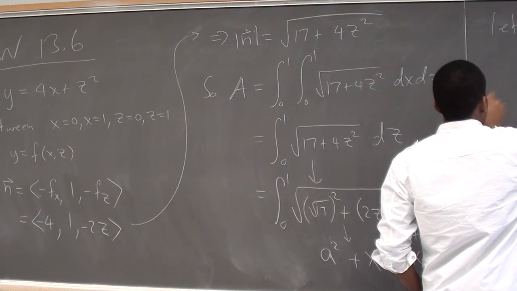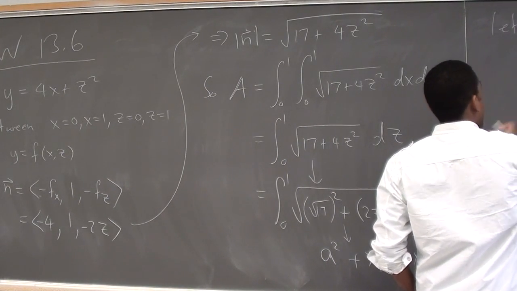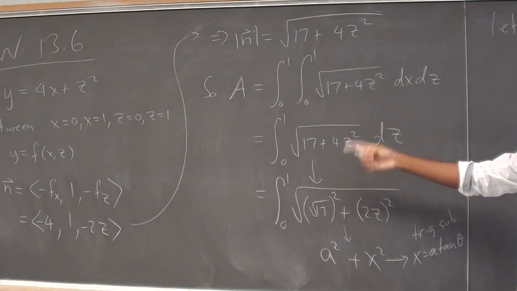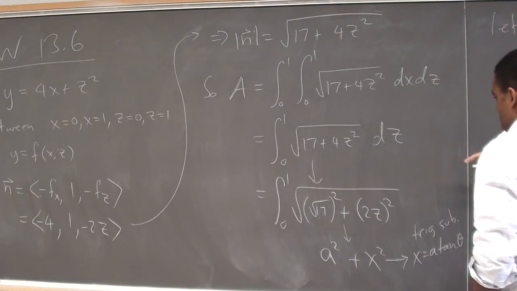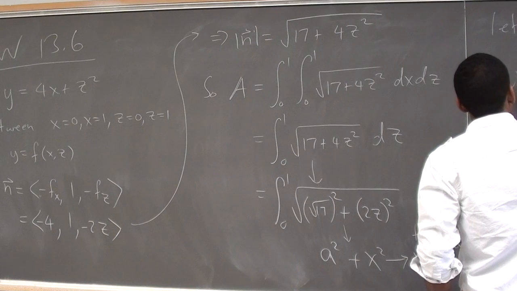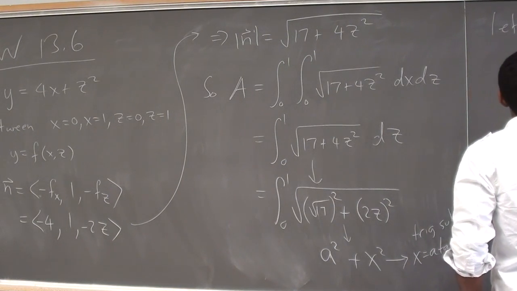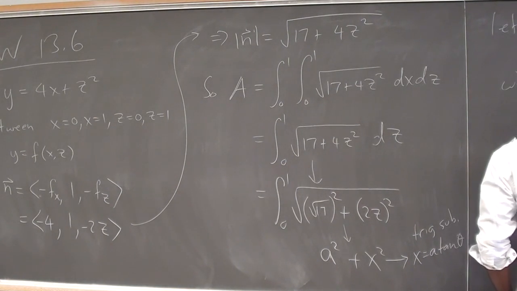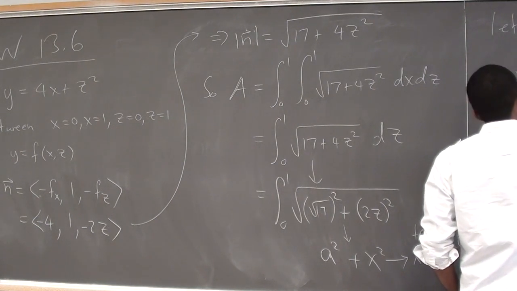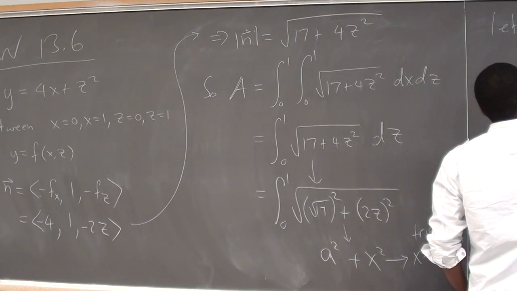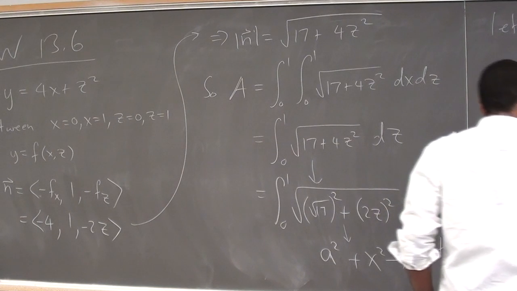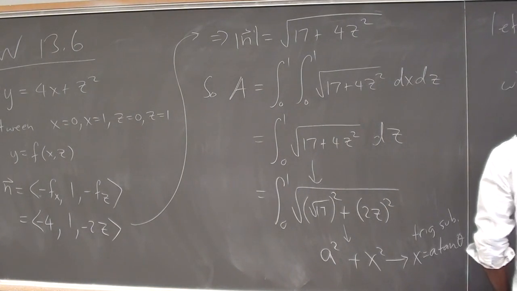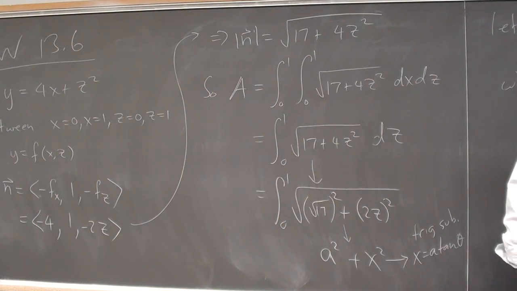And so this implies, doing a trig sub on a definite integral, you always change the limits, right? You don't want to have to back substitute anything. So when z equals 0, theta is equal to 0, right? When z equals 1, theta would be equal to tangent inverse of 2 over radical 17.